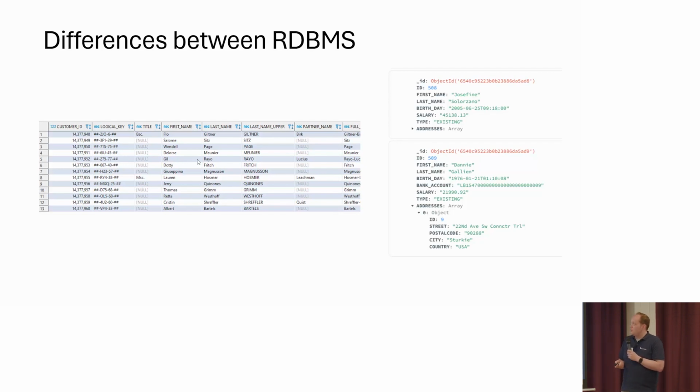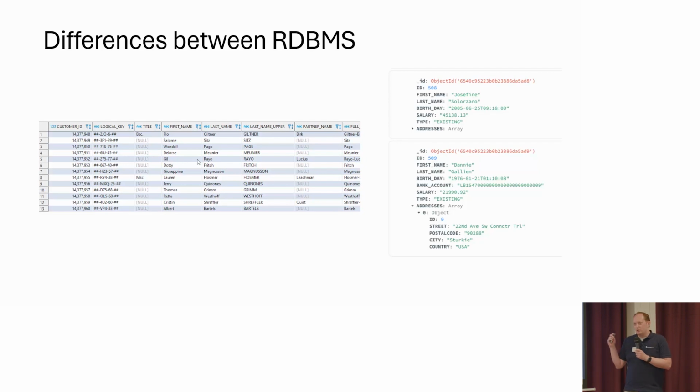Another big difference is that it can be nested. Because it's a JSON document, you have the option to create a nested object, for example, one or more addresses. And in a relational database, this would be solved or normalized into 2 or more tables.